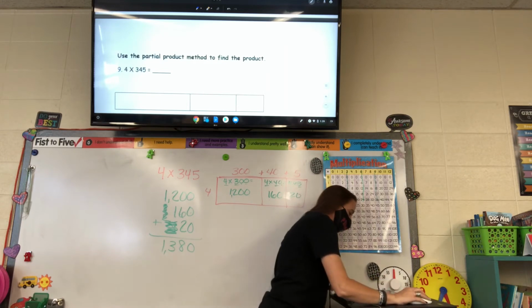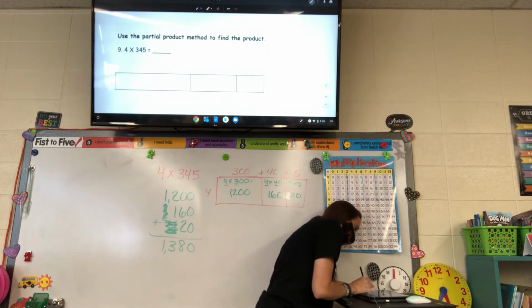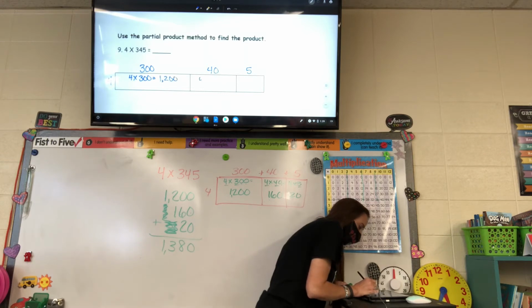So now we've got to write that on our paper real quick. So we did 4 on the side, and then 300, 40, and 5. And for this box, we did 4 times 300 equals 1,200. Then we did 4 times 40 and got 160. And then 4 times 5 and we got 20. Then we stack them and add them.